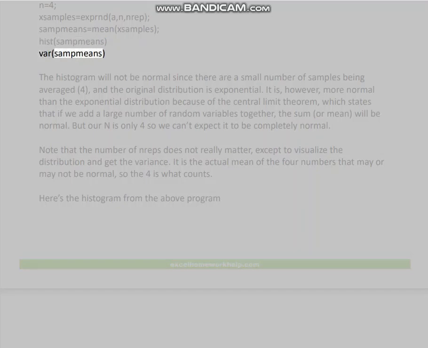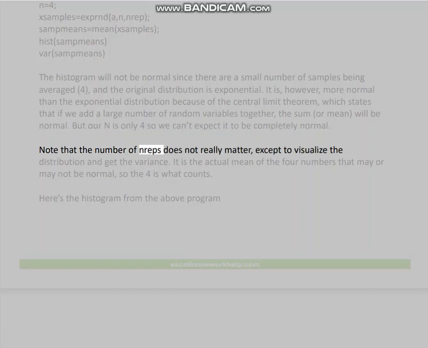The histogram will not be normal since there are a small number of samples being averaged, 4, and the original distribution is exponential. It is, however, more normal than the exponential distribution because of the central limit theorem, which states that if we add a large number of random variables together, the sum, or mean, will be normal. But our n is only 4, so we can't expect it to be completely normal.